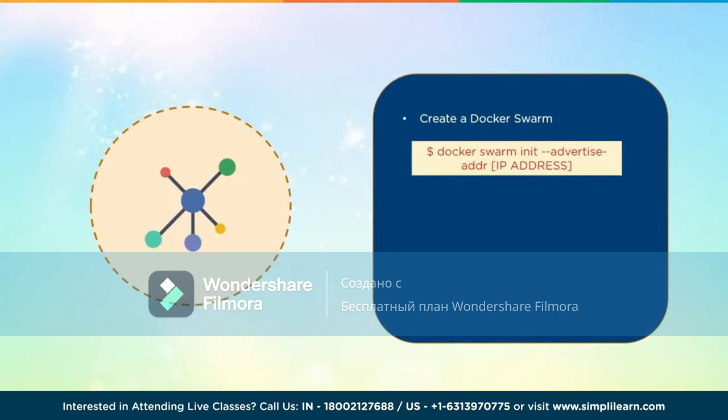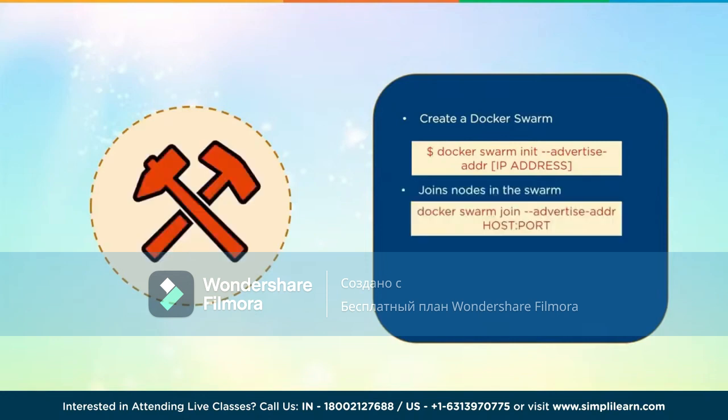Docker swarm init is the command using which you can initialize the cluster. Docker swarm init with the advertise-addr option lets you specify the address. Now for joining, you have the docker swarm join command. You run it on the node machine, and in that case that node will become a part of the Docker Swarm cluster.